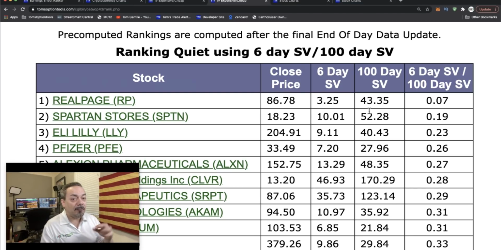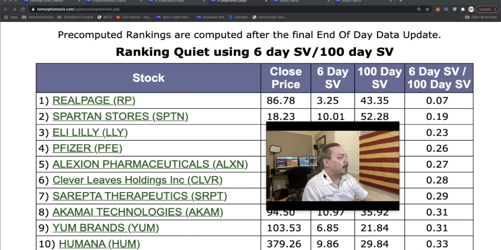When we look at expensive, you're going to see the opposite happen. So I see RealPage on here. Let's take a look at these top 10. RealPage, Spartan Stores, Eli Lilly, Pfizer, Alexion Pharmaceuticals, Clever Leaves Holdings, Sarepta Pharmaceuticals, Akamai Technologies, Yum Brands, and the top 10 ends out with Humana.